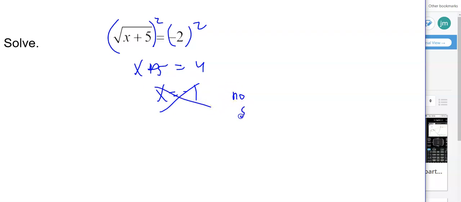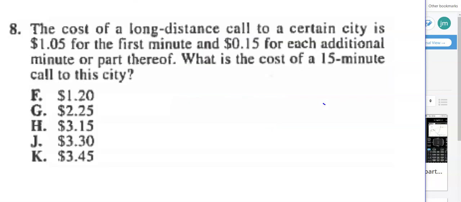There is no solution. If you were smarter, you might have figured out, like, hey, a square root is equal to a negative number. That's not possible. I don't even have to work this problem. There is no solution. So sometimes you'll see those shortcuts. But if you check your work, you'll catch your extraneous solutions there. So that's kind of nice. That's it.